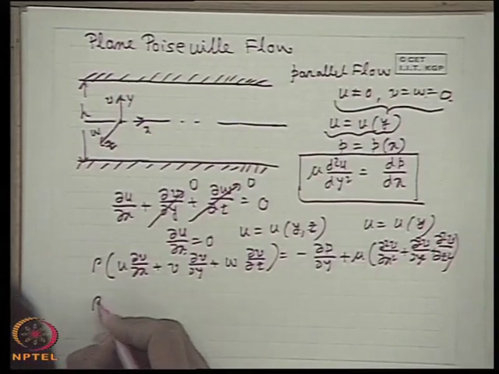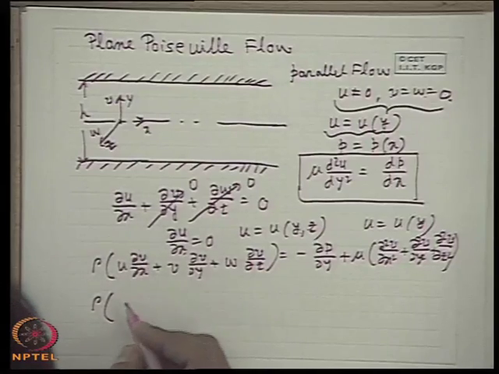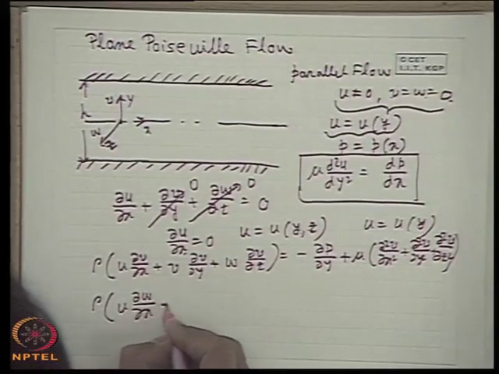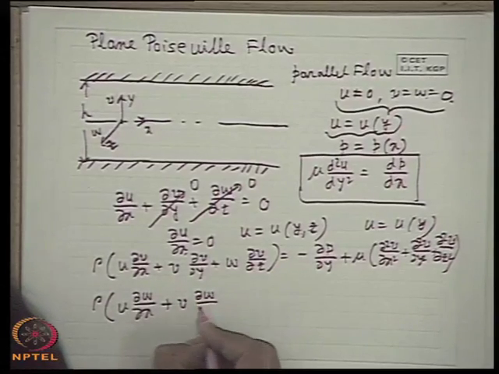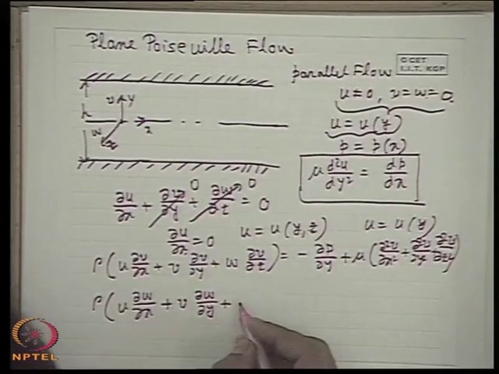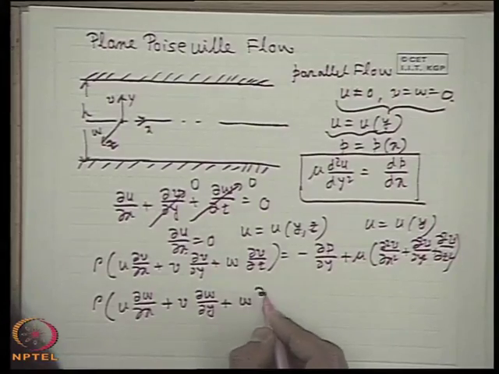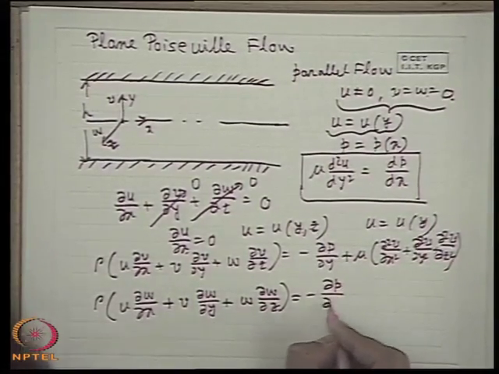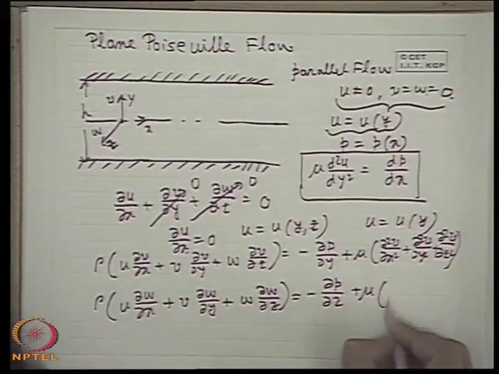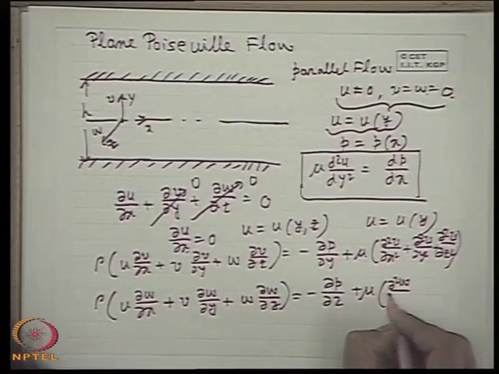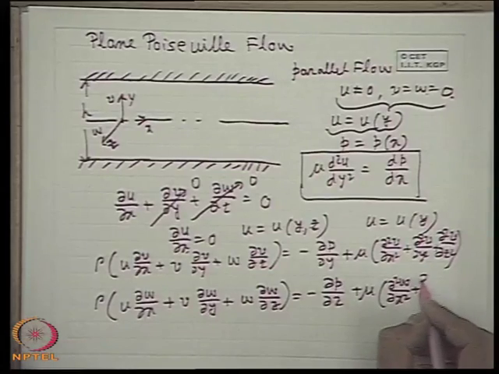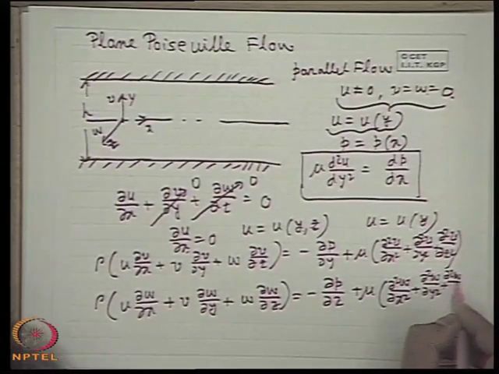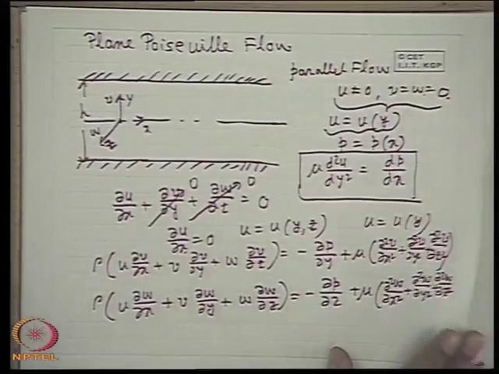If I write the equation for the z direction, and the x direction at last, it will be u del w del x plus v del w del y plus w del w del z, these being the inertial terms or the acceleration per unit volume, equal to minus del p del z, the pressure gradient, plus mu times the Laplacian of w: del square w del x square plus del square w del y square plus del square w del z square.